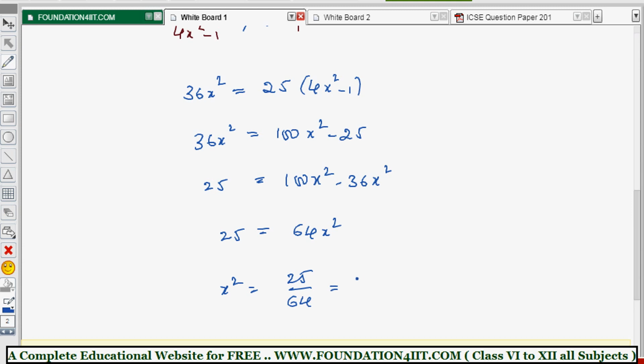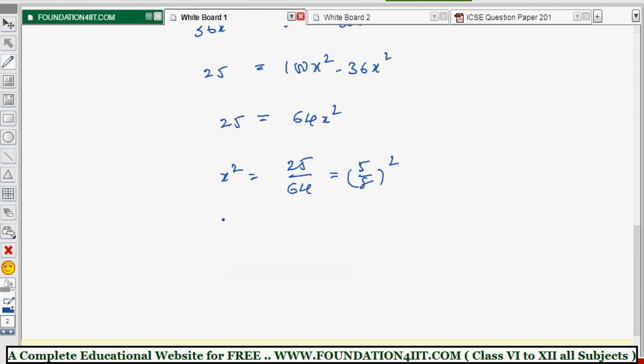This we can write 5 by 8 whole square, because x is positive, they said. Then x is equals to 5 by 8. So actually plus or minus 5 by 8. But since I said x is positive, then x is equals to plus 5 by 8. So we can take that as a solution. So required solution is plus 5 by 8, not minus.